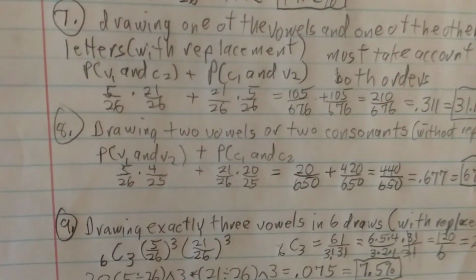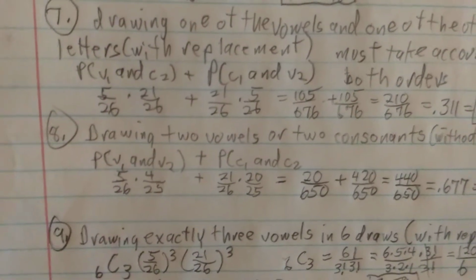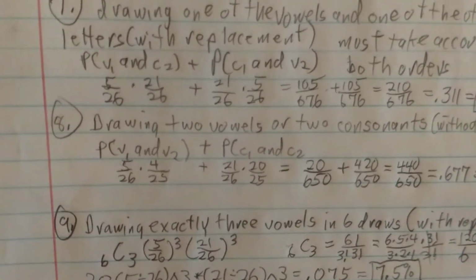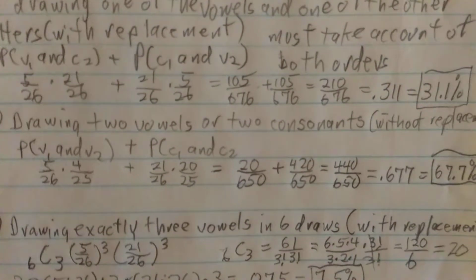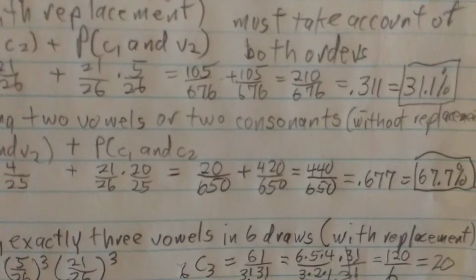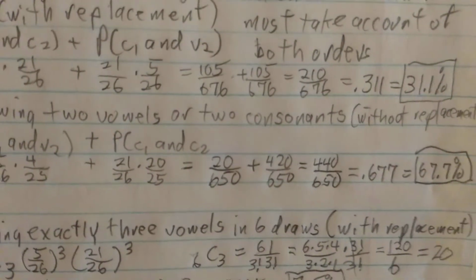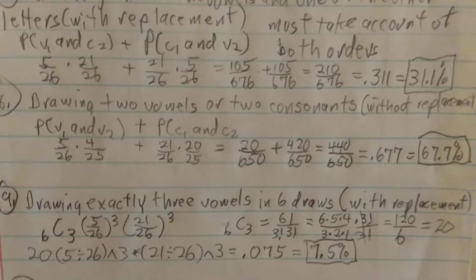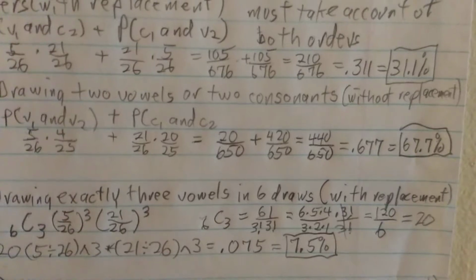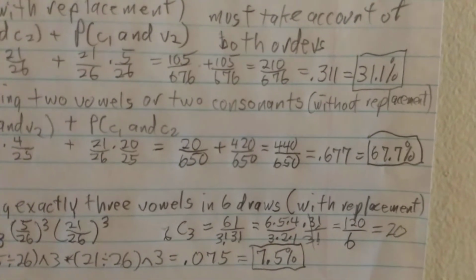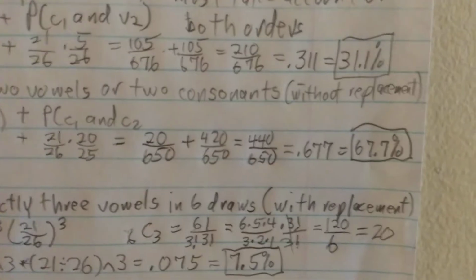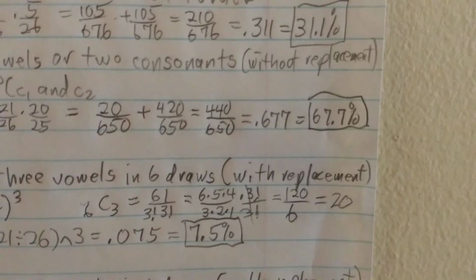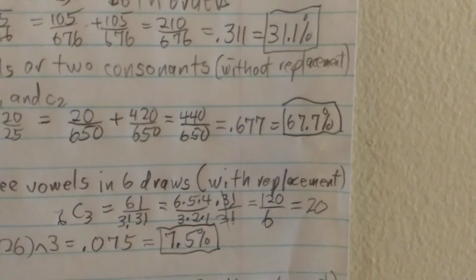So if it's a vowel first and a consonant, it would be 5 over 26 times 21 consonants over 26, because we put our vowel back in. And plus, the consonant first, then the vowel, just changes up the numbers on the top. 21 over 26 times 5 over 26. And really, they multiply out to the same fraction, so it's just 2 of them. So it's 105 over 676 plus 105 over 676, which would be 210 over 676, or to 3 decimal places, 0.311 rounded, which would be 31.1%.